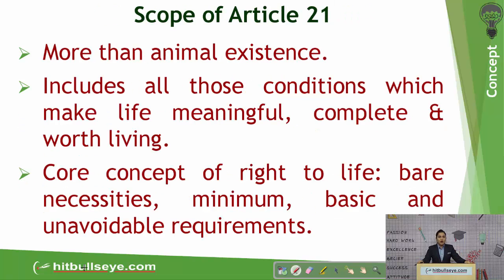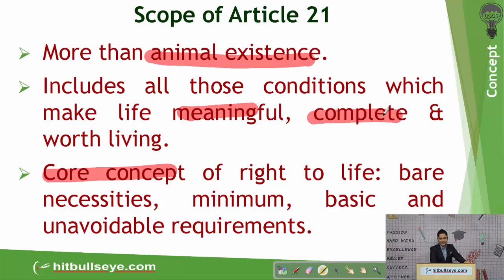Now, what is the scope of Article 21? So, Article 21 is ensuring to anyone who is within the territory of India something much more than a mere animal existence. And Article 21 is trying to ensure all those core concepts to us, which are very essential for a meaningful, complete, and a life that's worth living. And it is basically ensuring to us those unavoidable, basic, and necessary necessities without which the holistic development of a human being is completely impossible.